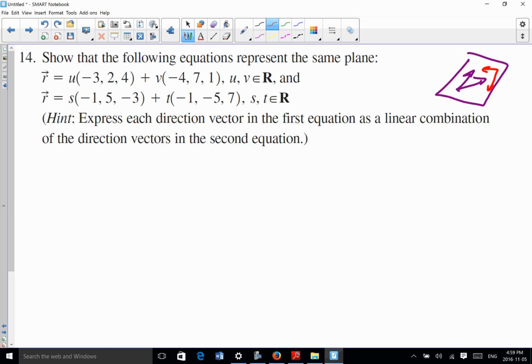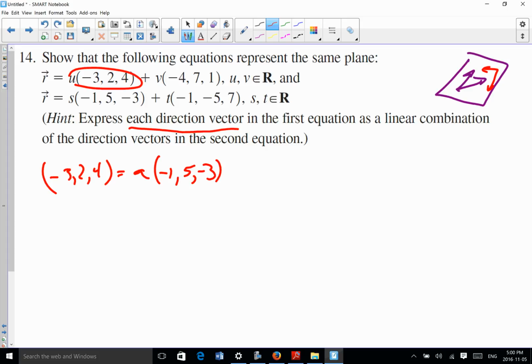The big key idea here is that they're coplanar. That's kind of the hint that they're giving us. It says express each vector in the first equation as a linear combination of the second equation. Well, if they're coplanar, I should be able to write this vector, negative 3, 2, 4, as a combination of negative 1, 5, negative 3, and negative 1, negative 5, 7. And I should also be able to write this vector, 4, 7, 1, as a combination of these two also.